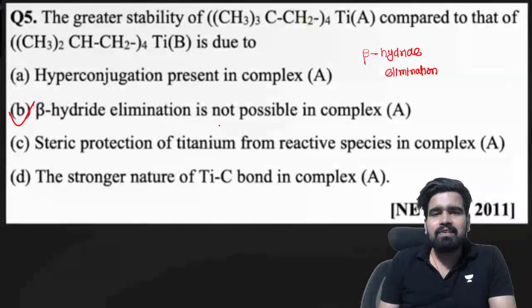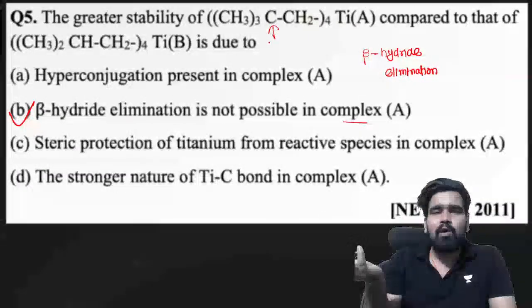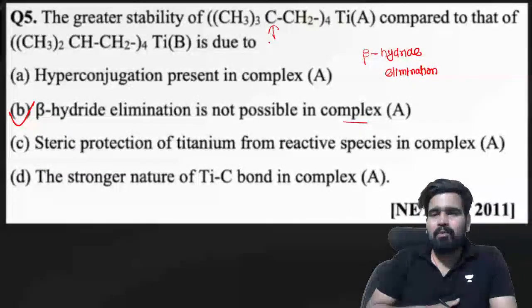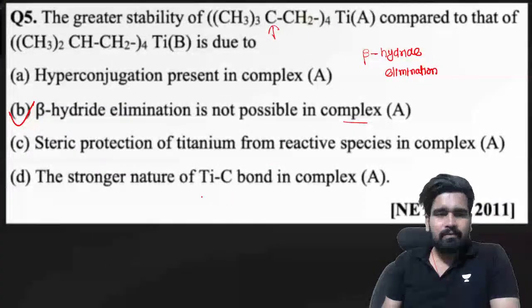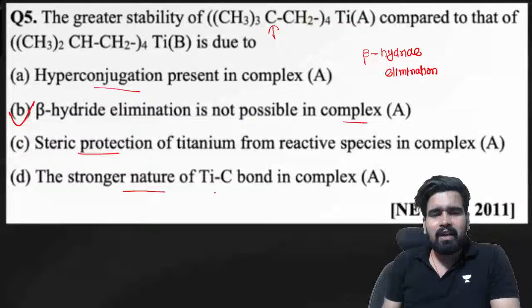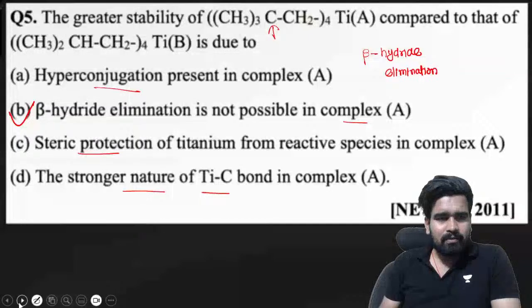Beta hydride elimination is not possible in complex A because there is no beta hydrogen. There is no beta hydrogen, so there is nothing about beta hydride elimination. Other options are totally irrelevant: hyperconjugation, then steric protection, stronger nature of titanium-carbon bond. These are totally irrelevant options. So B is going to be the right option.